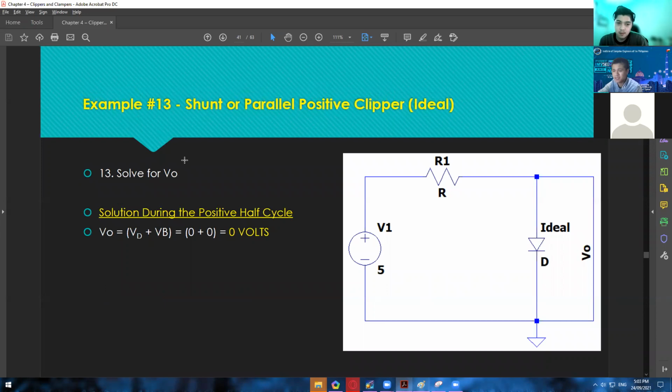So let's have this example number 13. All right, so we have here positive to positive and then negative to negative. Okay, as a result, we have here a closed path.